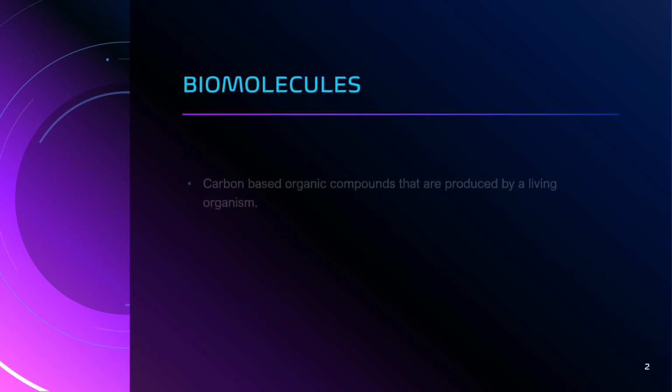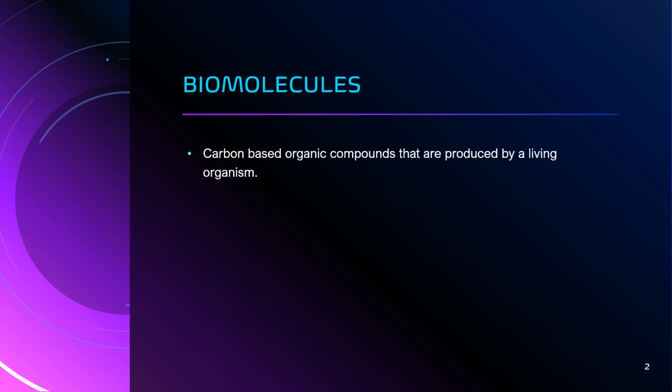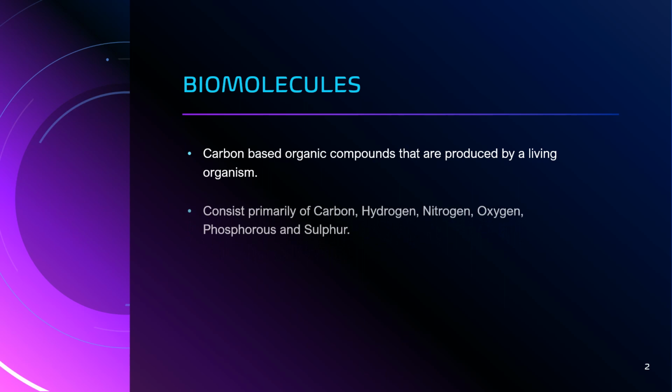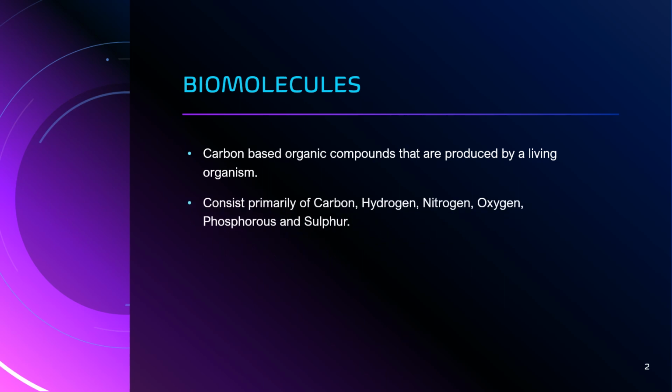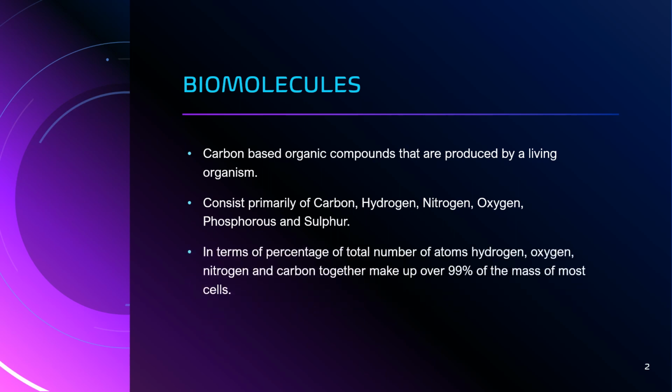Biomolecules are carbon-based organic compounds that are produced by a living organism. More than 25 naturally occurring chemical elements are found in biomolecules, but these biomolecules consist mainly of carbon, hydrogen, nitrogen, oxygen, phosphorus, and sulfur. In terms of percentage of total number of atoms, hydrogen, oxygen, nitrogen, and carbon together make up over 99% of the mass of most cells.